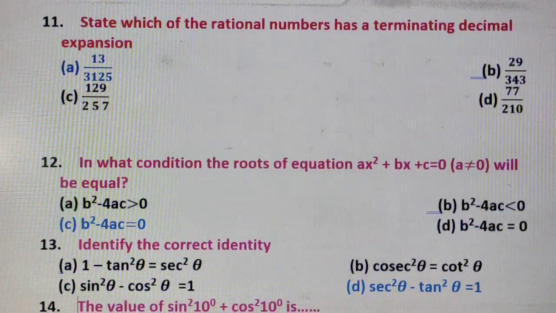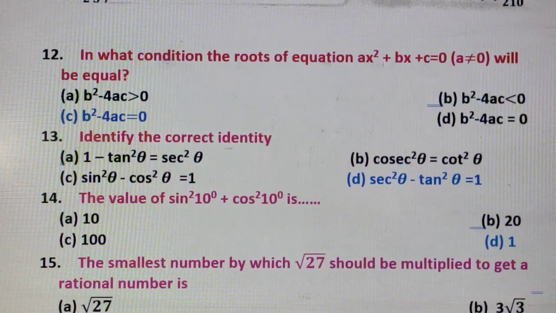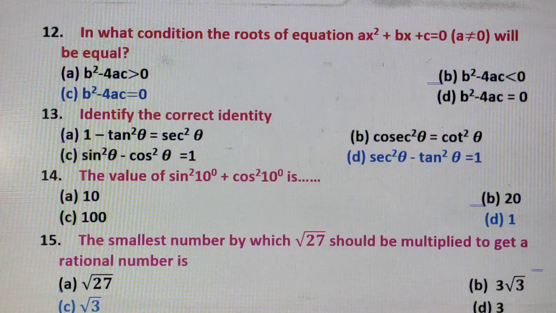In what condition the roots of the equation are equal? That is d equal to 0 or b square minus 4ac equal to 0. Identify the correct identity. Here sec square minus tan square equal to 1. Value of sine square 10 degree plus cos square 10 degree. We know that sine square theta plus cos square theta equal to 1. So here also value is 1.